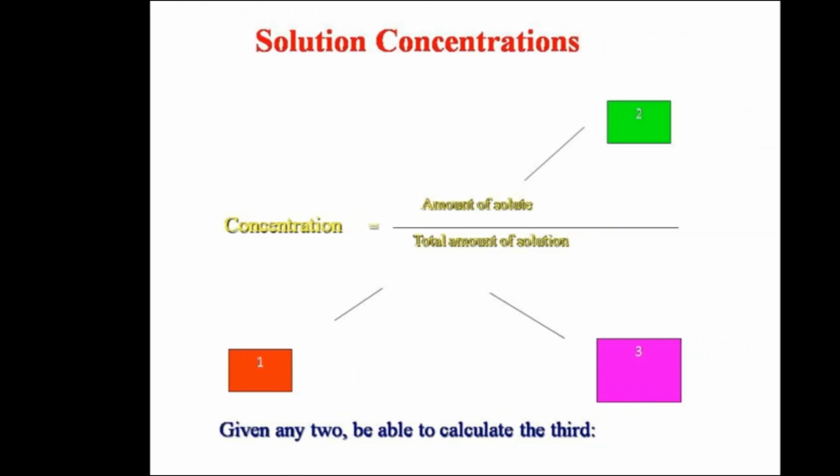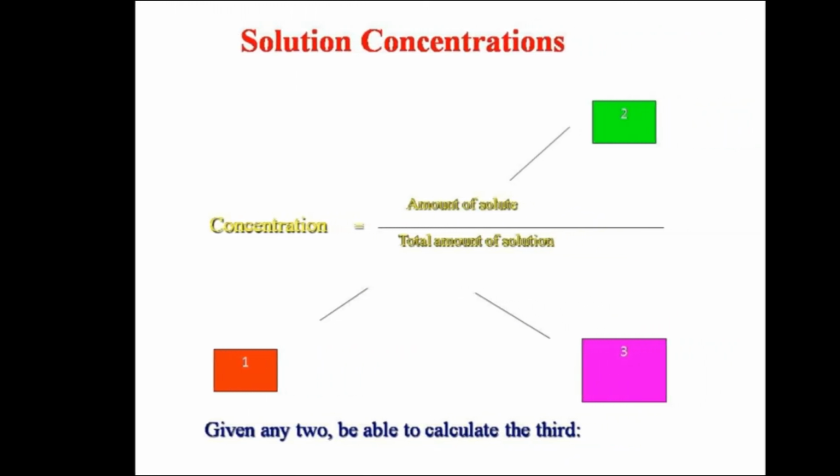So, how can we calculate the concentration of a particular solution? By using these 3 terms, we can find out the concentration of a given solution. We can calculate the concentration by knowing the amount of solute and the total amount of the solution. If we know any 2 of these 3 terms, we can find out the remaining one.